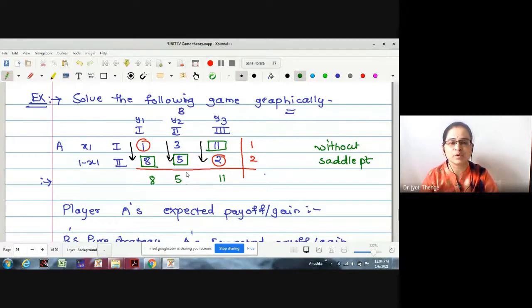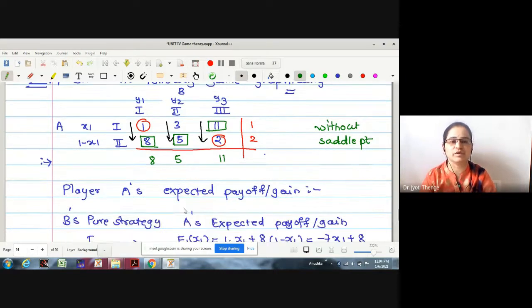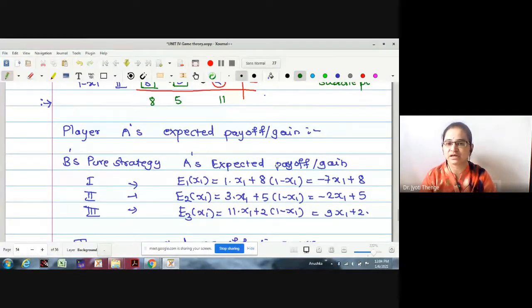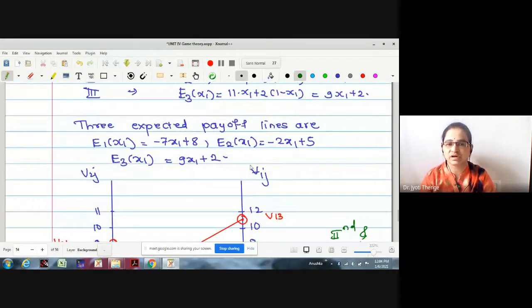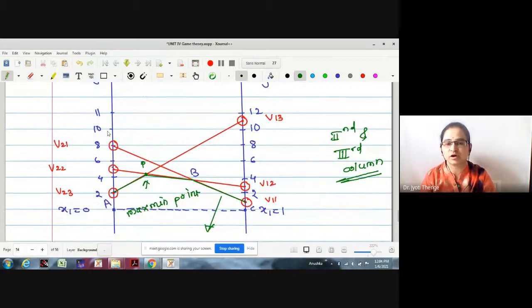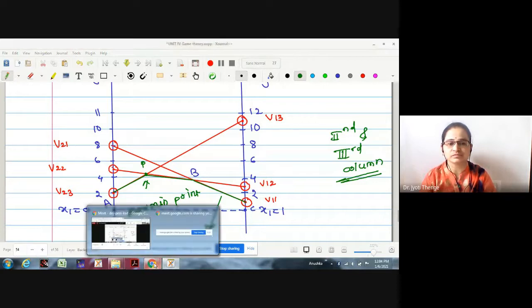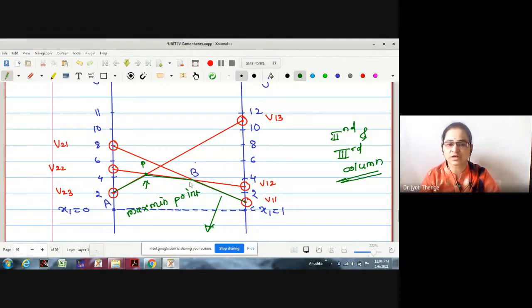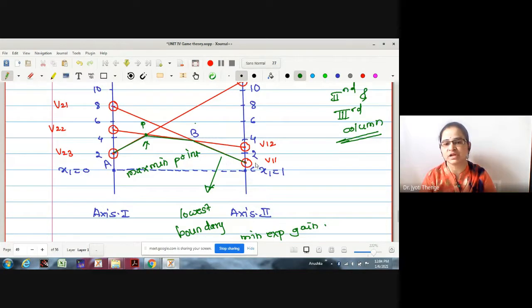We have seen one example also. Here is the payoff matrix. This is without saddle point. We have checked it already. Then we have found A's expected gains by knowing three pure strategies of the player B. We have written these payoff lines also. Then we have plotted on the graph. Now we are going to observe the lowest boundary, and this lowest boundary is giving us the minimum expected gain. The highest point among this lowest boundary, this P, right? This P is going to give us the maximum point, that is, the maximum among the minimum expected gain.